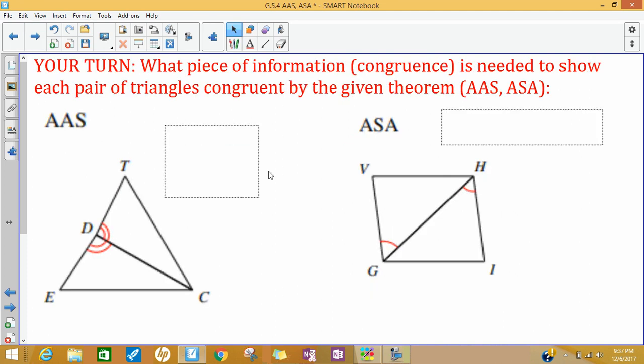So pause here. I got two for you to try. Name the missing piece of information. What would I have to tell you to be able to prove these by angle, angle, side, and angle, side, angle?